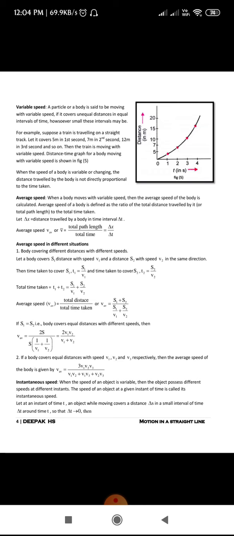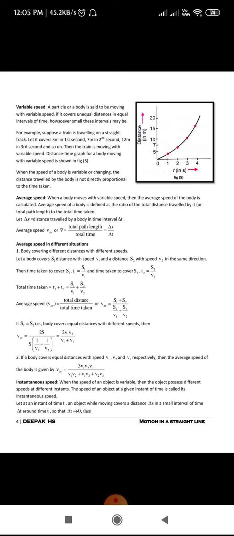We also went through the graph. You can see there the distance versus time is not a straight line, it is a curve. You can see the distance covered in a time interval is increasing. Hence we conclude that for a variable speed, the distance is no more proportional to time. So that is regarding the variable speed.